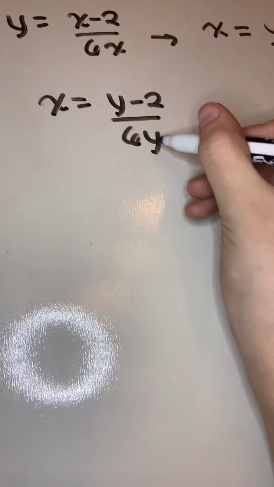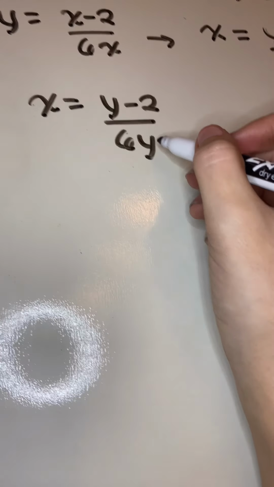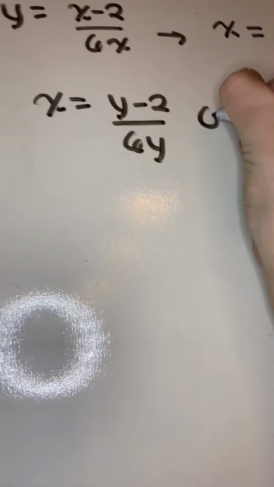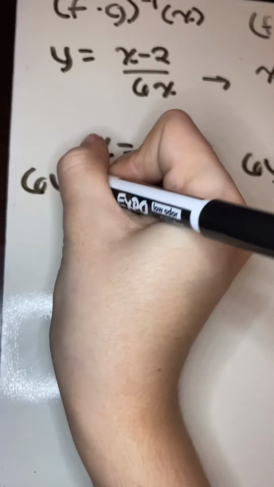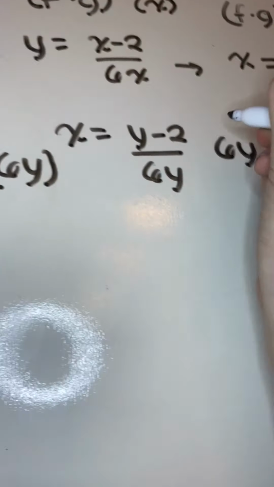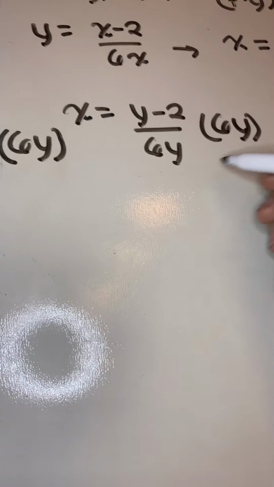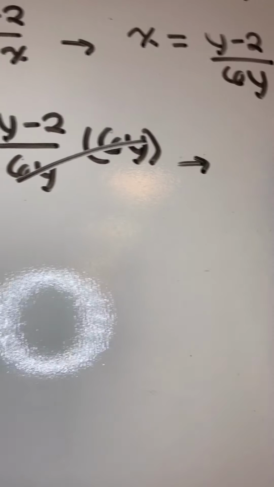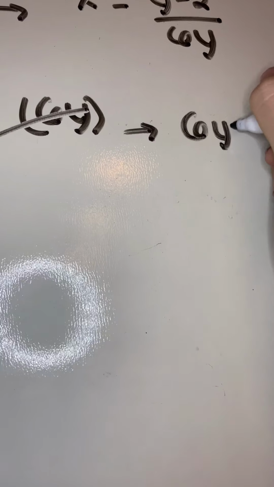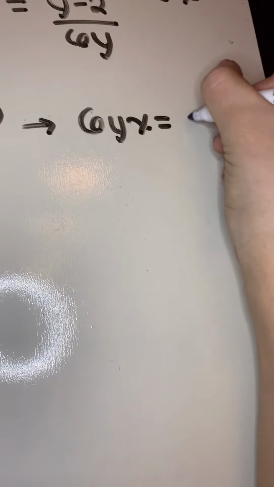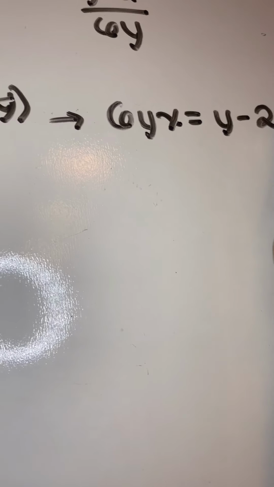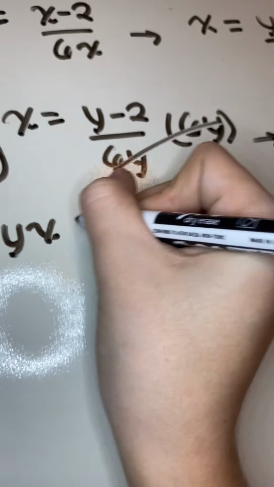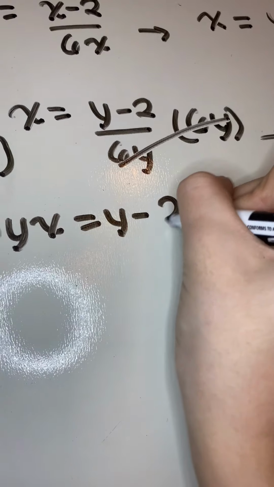In order to get rid of the denominator, we would have to multiply 6y to both sides, right? And then since they multiply by each other, they cancel out. So you are left with 6yx equals y minus 2. As we write it over here, 6yx equals y minus 2.